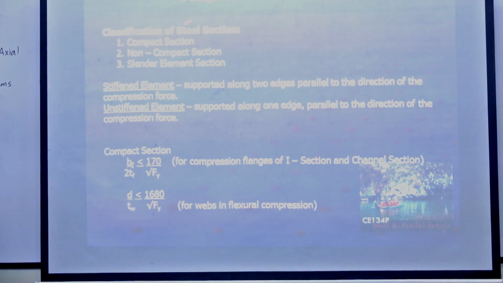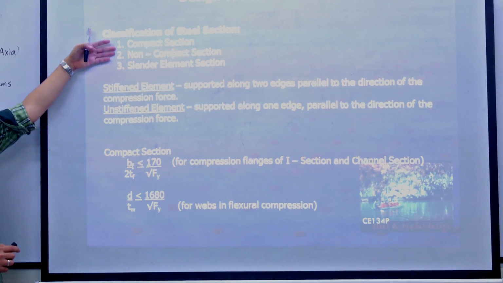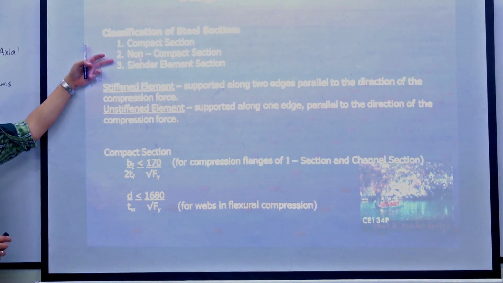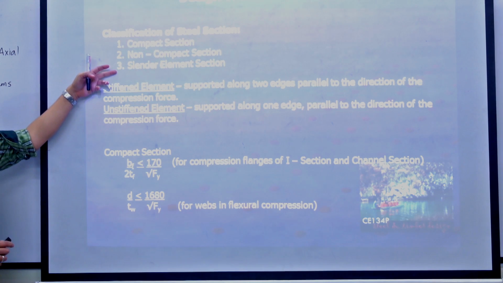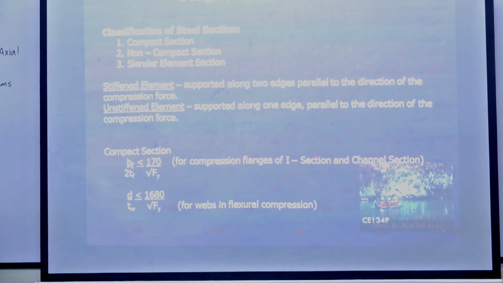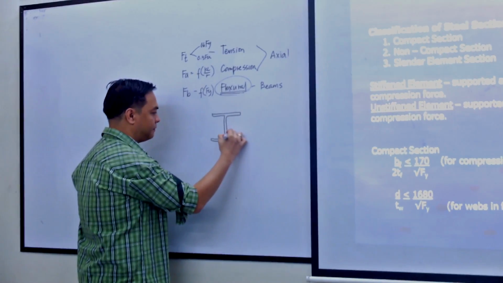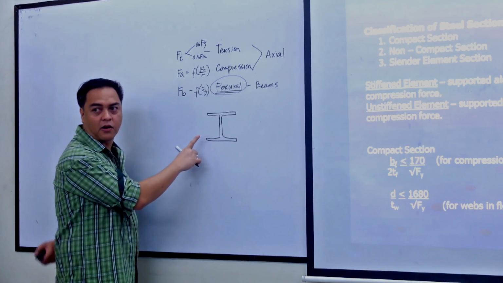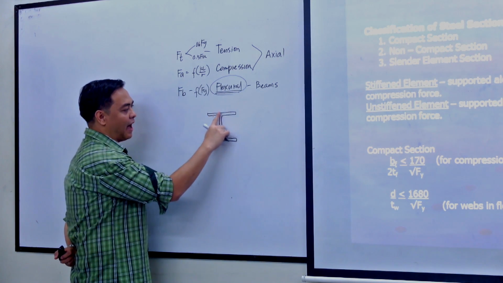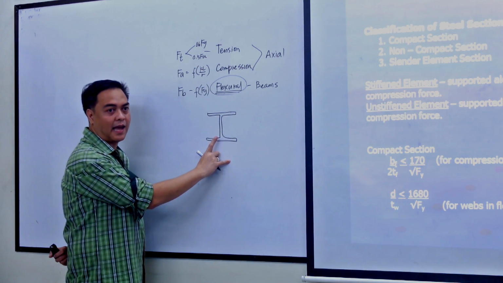Okay, so this is how we do it. First thing is, we have to classify the steel cross-section into these three. It may be classified as a compact section, non-compact section, or slender element section. So for the usual cross-section of a beam, let's say we have the wide flange cross-section. This cross-section consists of three elements: the upper flange, the lower flange, and the web. So those are the three elements.